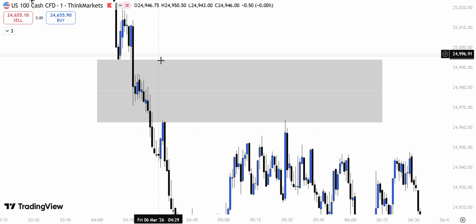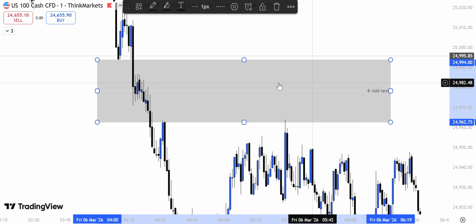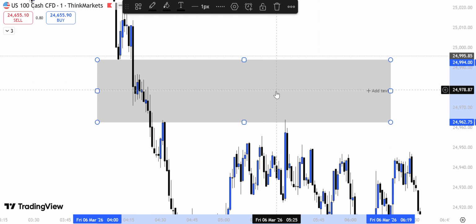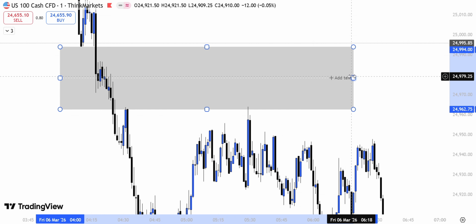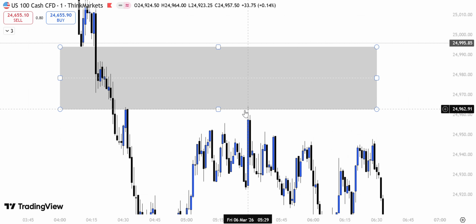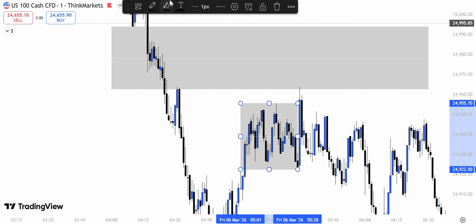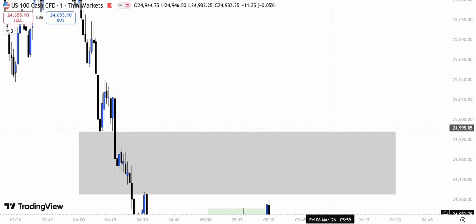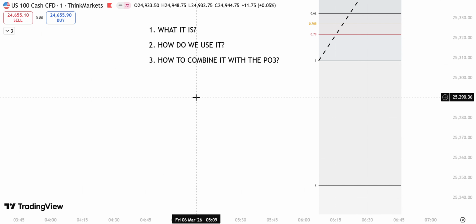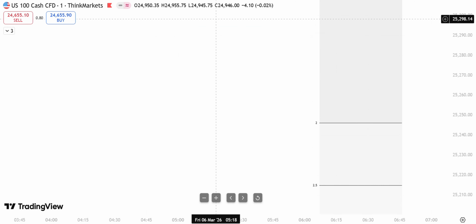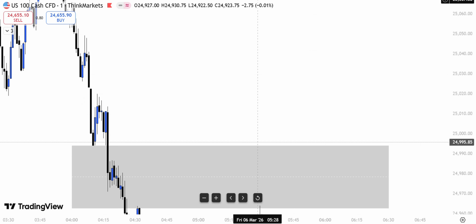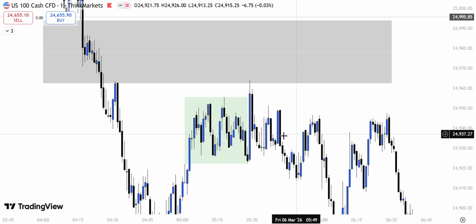You can see right here we have this 15-minute fair value gap at 5 in the morning of Friday, the 6th of March. And then we got this pretty beautiful Power 3. So you identify, all right, these are going to be two topics because I can't put them both in the same video. So in this one, I'm going to be talking about how to use it and how to combine it with the Power 3, just because both of them are pretty straightforward and both of them combine pretty well.